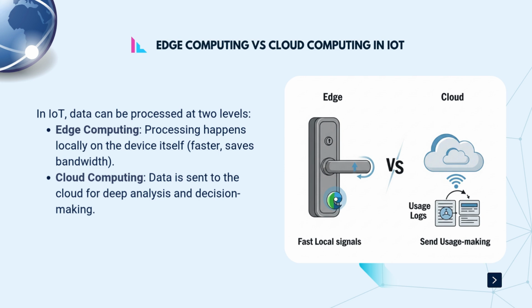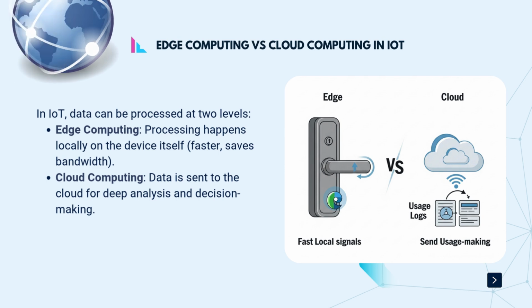Cloud computing: in this case, data is sent to centralized servers in the cloud where more advanced processing or AI can take place. It's great for deep analytics, visualization, and large-scale decision-making. Modern systems often use a hybrid approach. Critical decisions are made at the edge, while trends and analysis happen in the cloud.